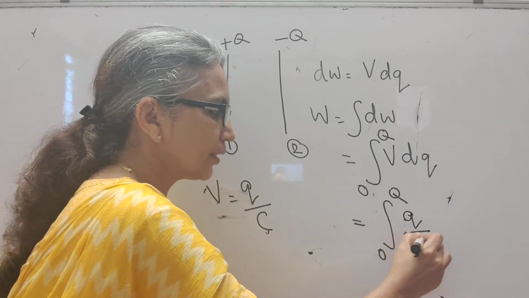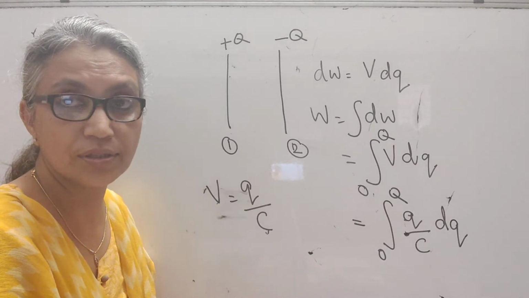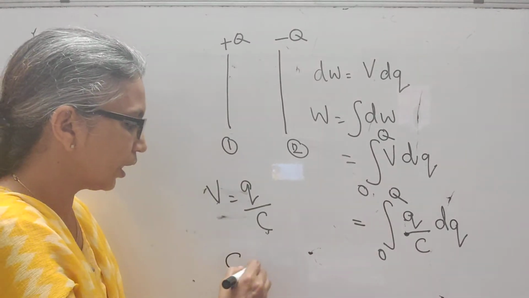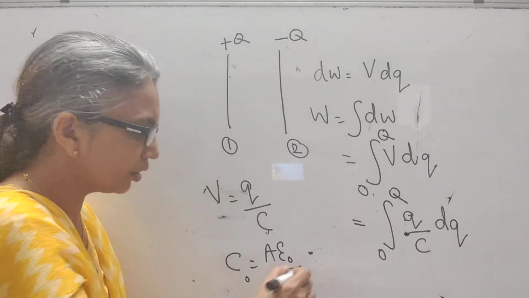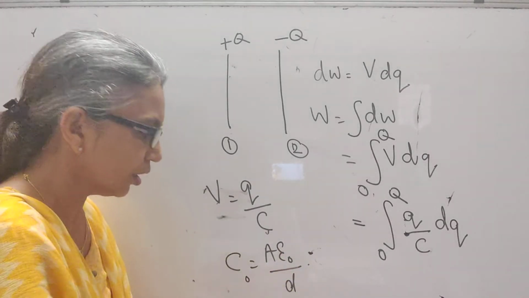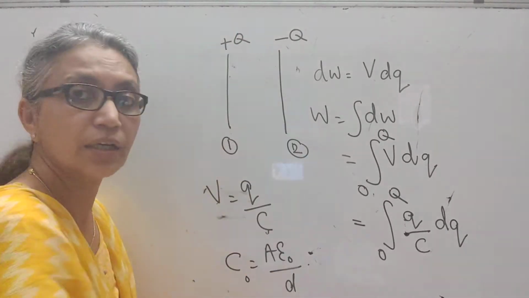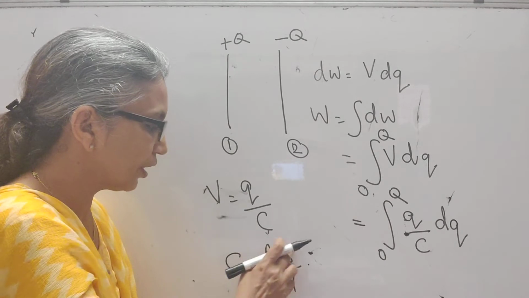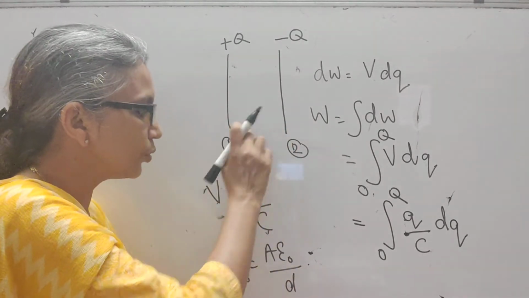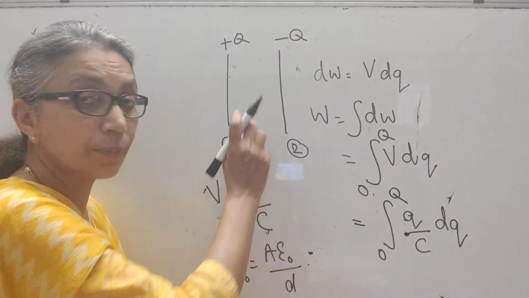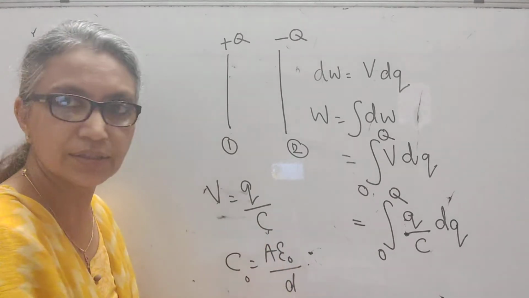So this is Q by C into dq, where C is always a constant, equal to A epsilon 0 by d if it is air or vacuum. Otherwise there is a dielectric constant also here. So we are considering the initial case where the medium between the plates is air or vacuum. A is the plate area, d is the distance between the plates, and epsilon 0 is the permittivity of air or vacuum between the plates. So capacitance is a constant.